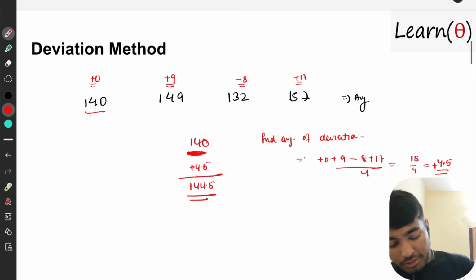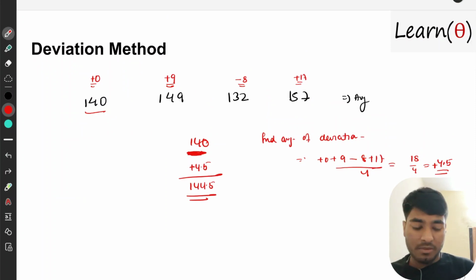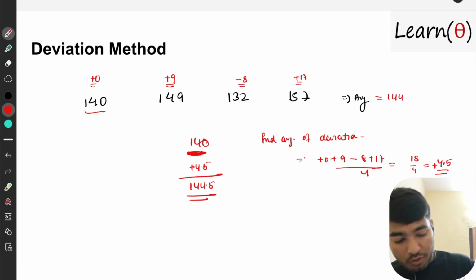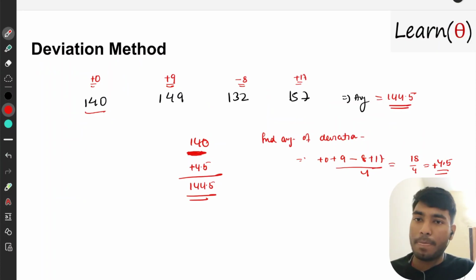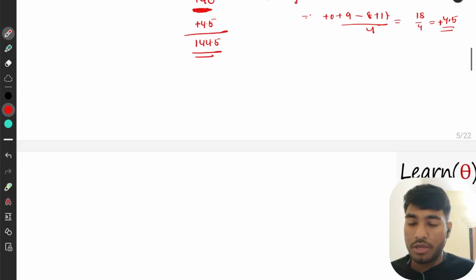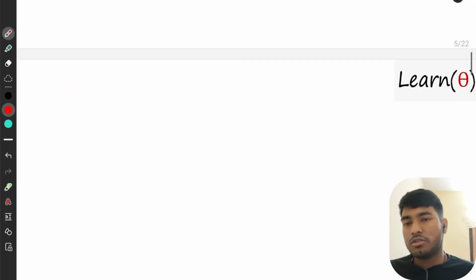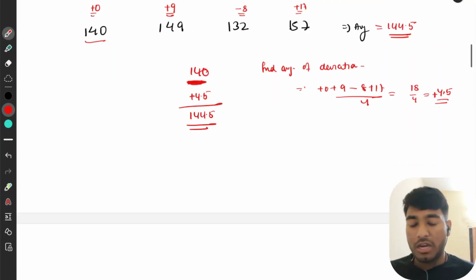If you wish, calculate the average of this with the old method I just explained, and you will get the average 144.5 only. Did you find this method so easy? Definitely you found this easy. So this is how you can find the approximate value. Believe me, this is the best method according to me if you are short of time and you have greater values.